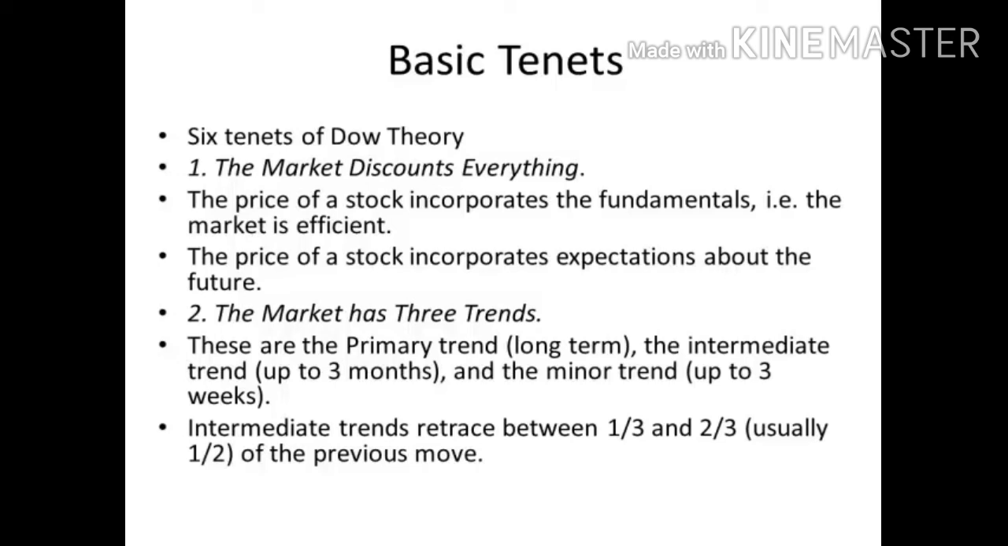And the relationship with the primary trend and the intermediate trend is quite important, because the primary trend, for example, will go in one direction. Let's say the primary trend of the market is up. Within that primary trend, there will be intermediate trends going the other direction, right? So intermediate trends may retrace between 1/3 to 2/3, and usually Dow estimated to be about a half of the previous move, right? So if a stock goes from 100 to 200 as part of the long-term trend, the intermediate trend might see it go from 200 to 150, right?